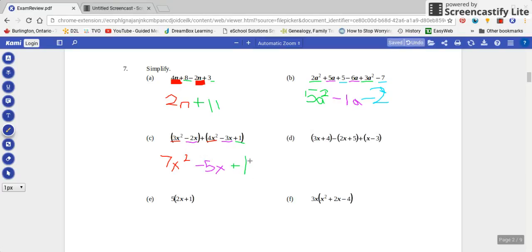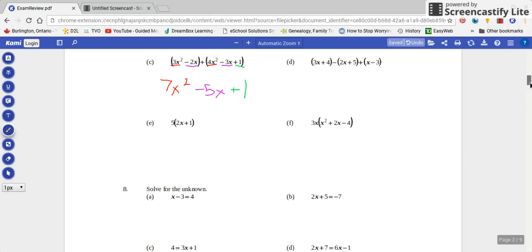For 7D, it's a little bit more complicated. I'm actually going to leave that one until the end or potentially just teach it to you in person. So you can skip 7D for now.